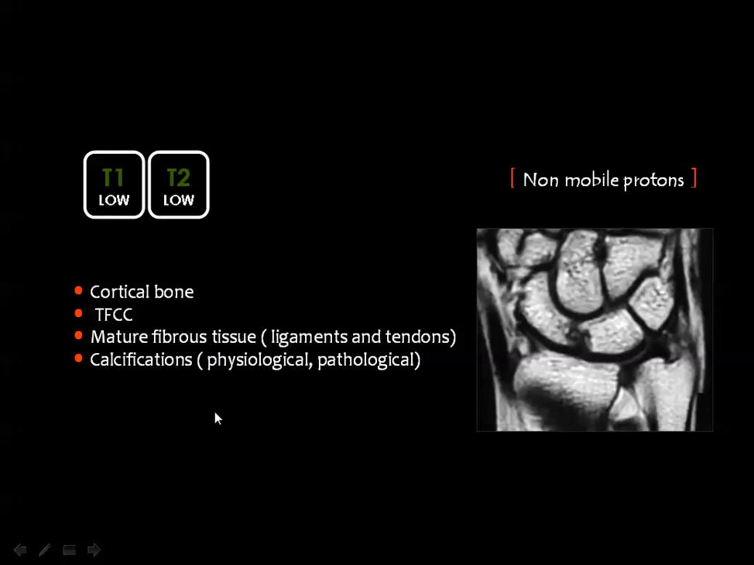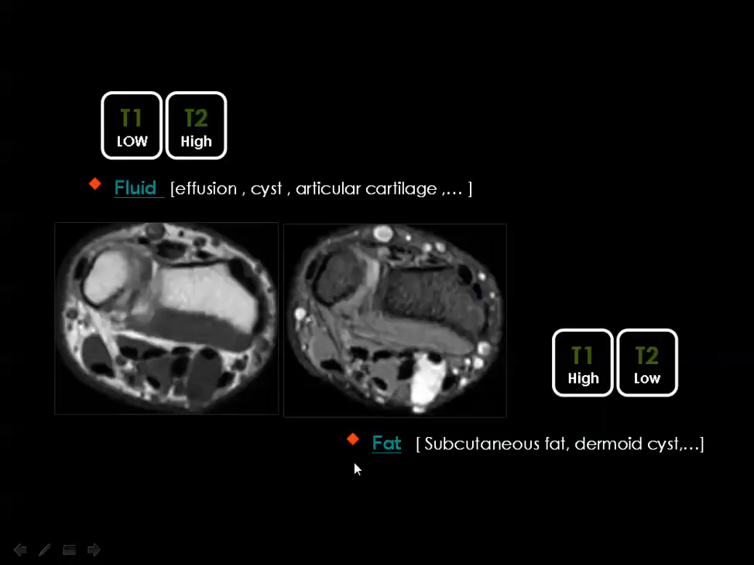In the rest, the triangular fibrocartilage normally will appear of low signal in the T1 and the T2 weighted images. Fluid will show low signal in the T1 and high signal in the T2 weighted images. This is an example of fluid which is black in this T1 and bright in the T2. The fat will be opposite the fluid. The fat will be bright in the T1 and dark in the T2 weighted images, as you can see for the bone marrow fat or the subcutaneous and intramuscular fat planes.